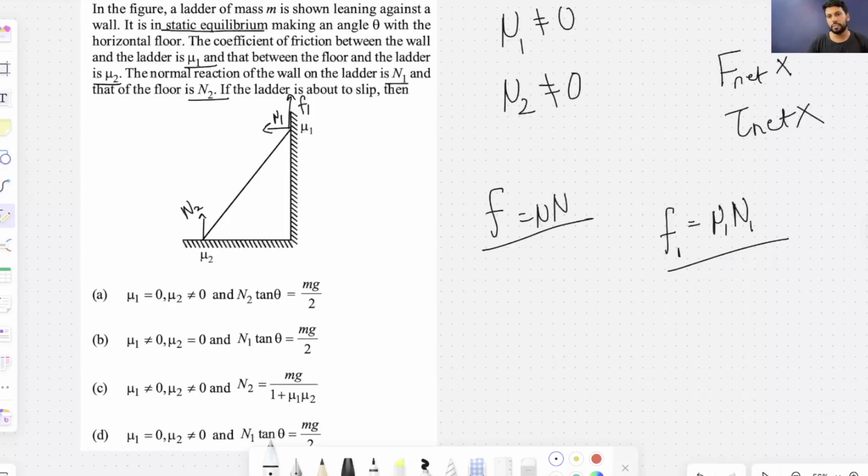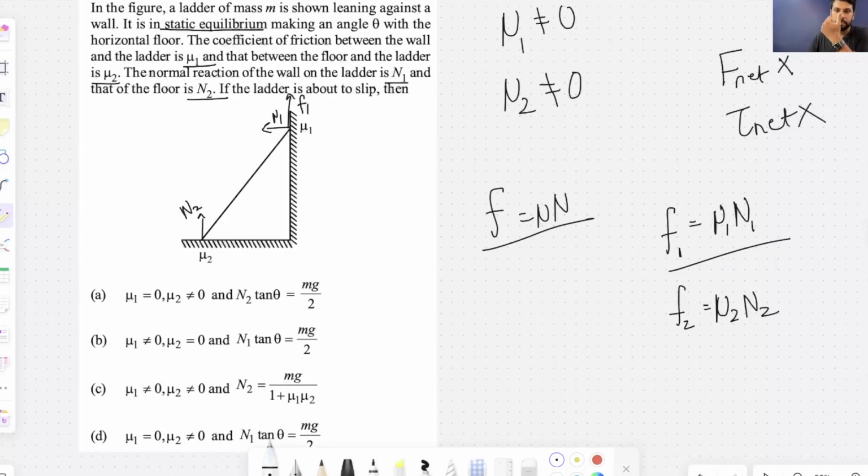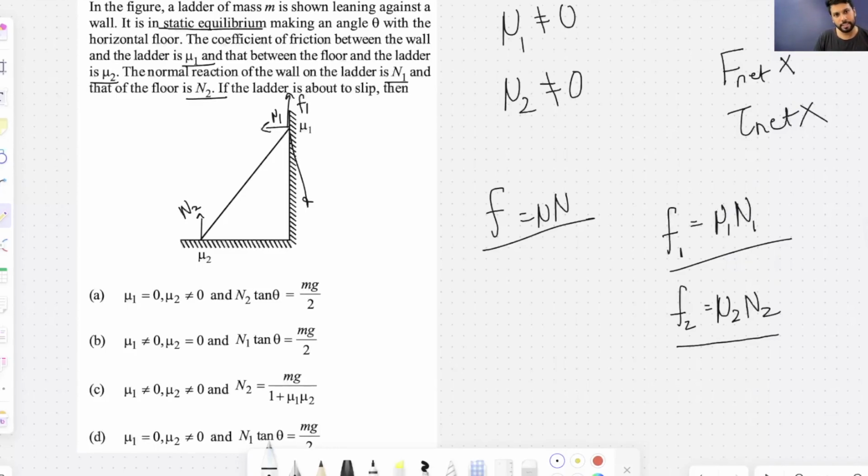Next is F2, the friction due to the floor. It's going to be mu2 into N2. Simple. Now what is going to happen here? I have the magnitude. Where is my direction? Think carefully. If you think, you will understand that if the ladder is slipping, this portion of the ladder is coming down and this portion of the ladder is going this side. Common sense. Coming down, going this side.